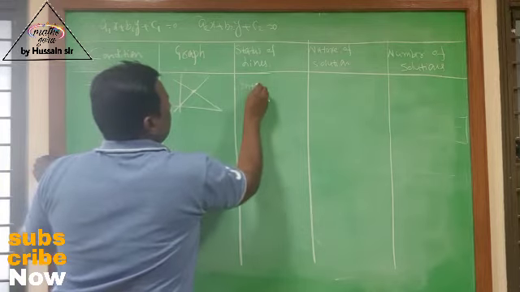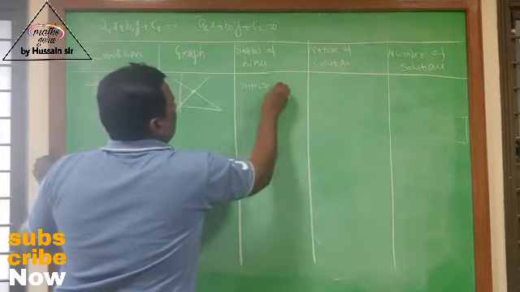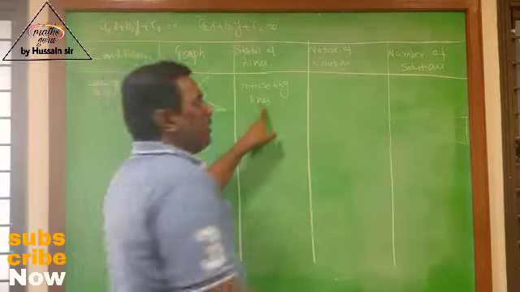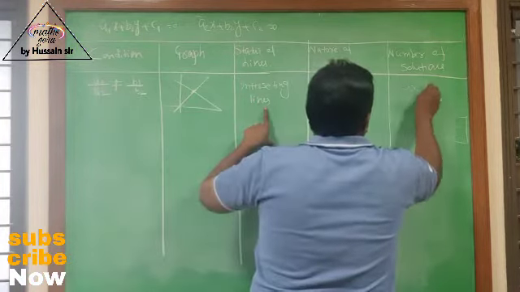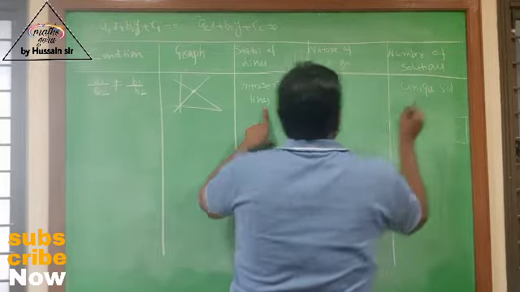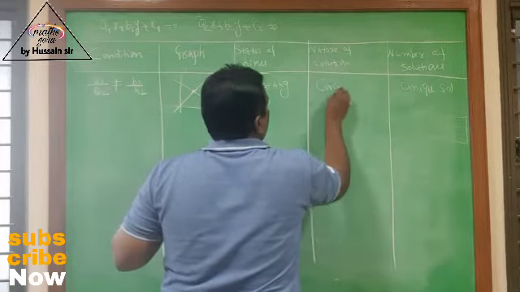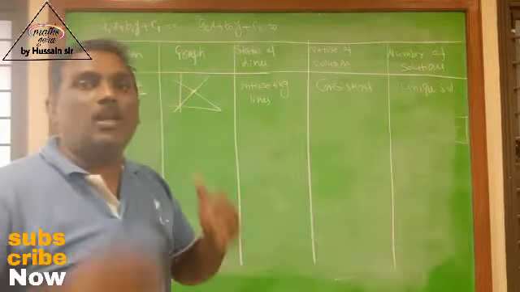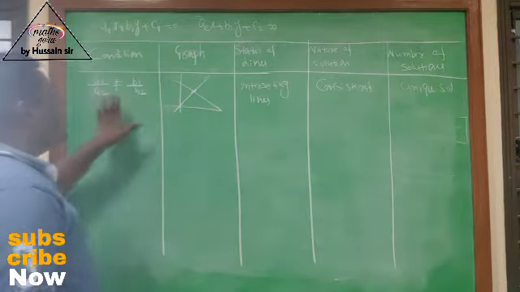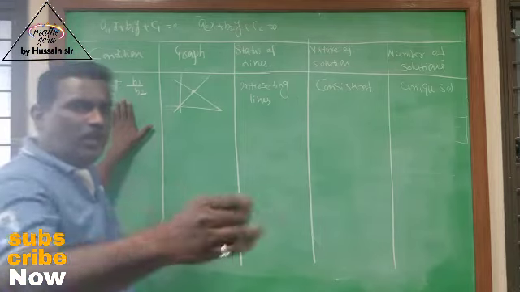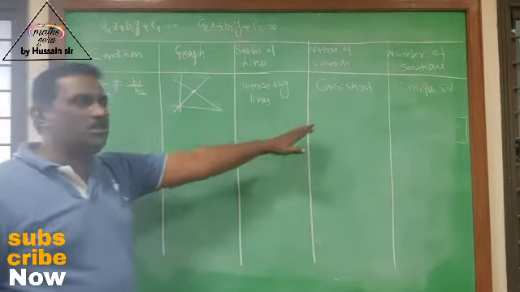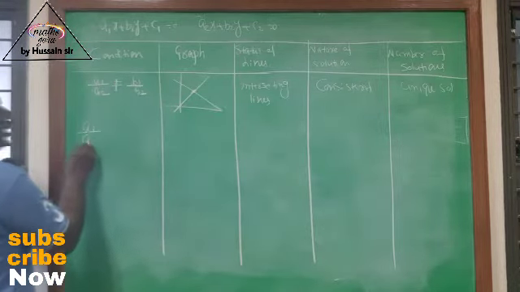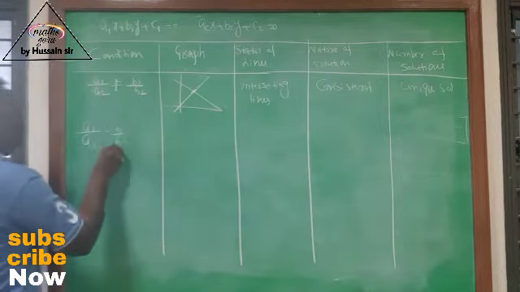So the status of the lines is intersecting lines. When lines are intersecting, we will have a unique solution, meaning only one solution. Then the equations are called consistent equations. So check the condition. If this condition is verified, you can say unique solution, consistent, and the graph will be like this.